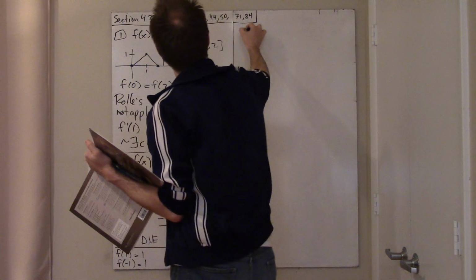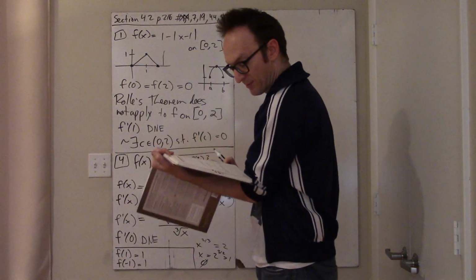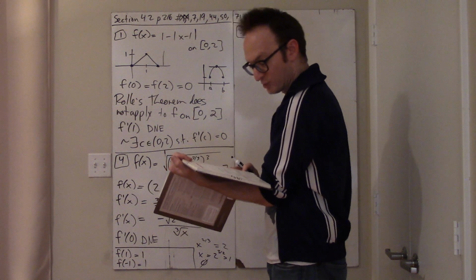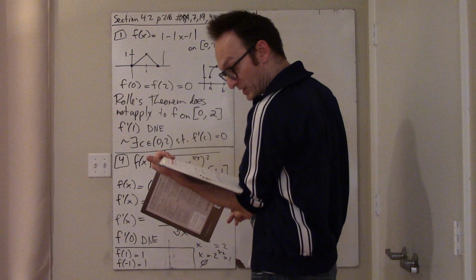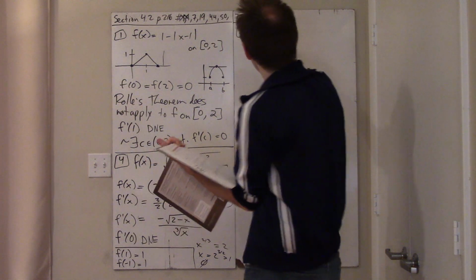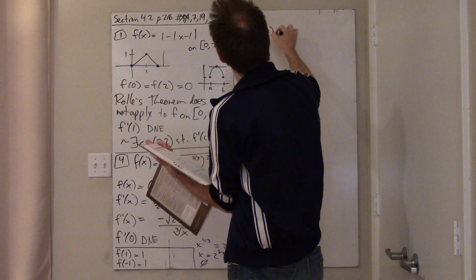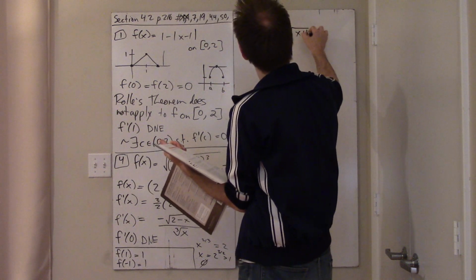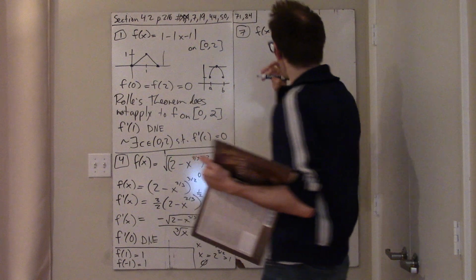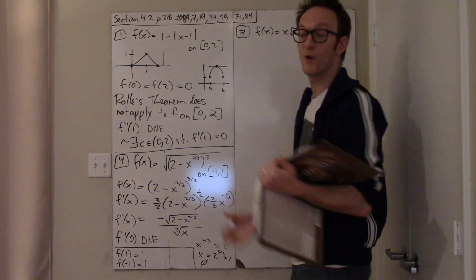And, well, here we go. This is number 7. Number 7 says, find the two x-intercepts of the function and show that the derivative is 0 at some point between the two x-intercepts. Okay, so this is f of x equals x root x plus 4. And it says find the x-intercepts. In other words, when is this function 0?